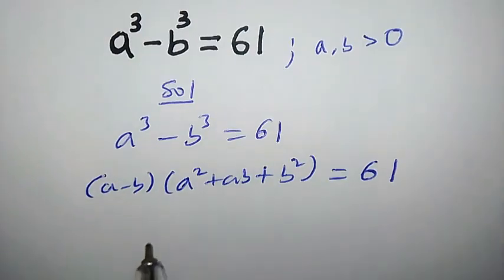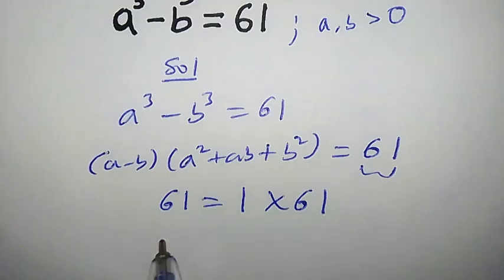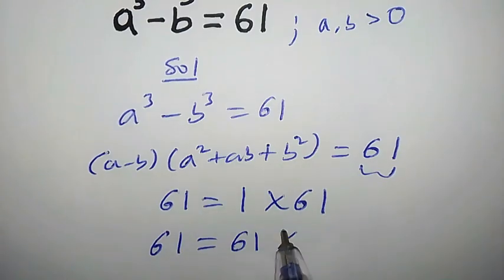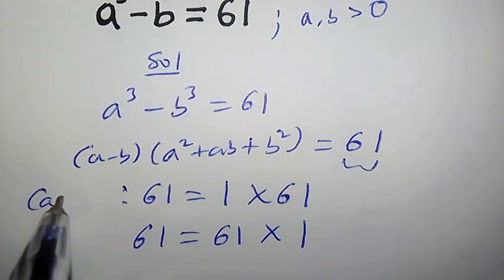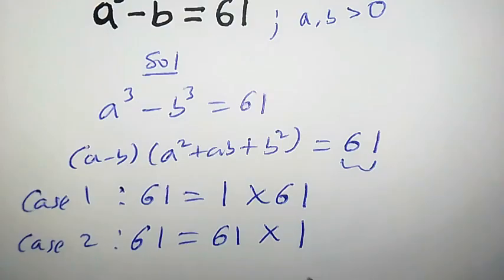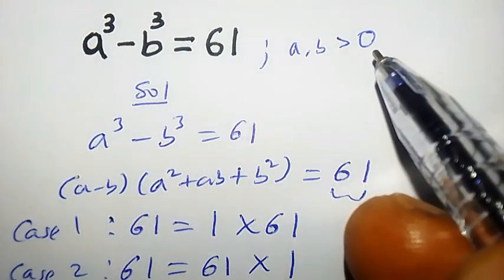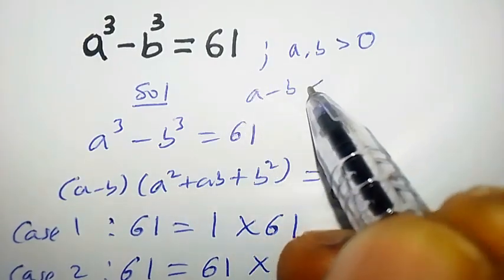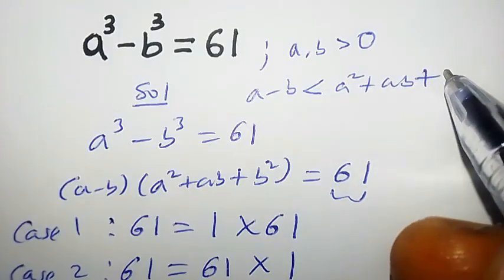The second step we are going to take is to rewrite 61. 61 can be written as 1 times 61, or we write 61 as 61 times 1, as product of primes. Let's call this first line case 1, and this second line case 2. But we are going to consider only case 1, reason being that from our condition, a, b greater than 0, a minus b will always be less than a to the power of 2 plus ab plus b squared.